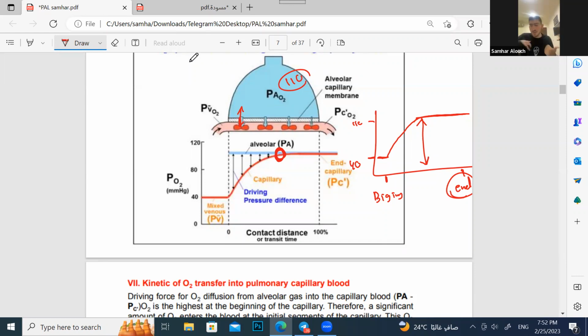Okay, now, another concept. I will jump between many concepts to relate it with another concept. Here we are plotting distance, beginning and the end. But let's say we are talking about time. How many seconds does the blood need to go from the beginning of the capillary till the end of the capillary, to finish this distance? It needs 0.75, three quarters. Okay, 0.75 seconds to go from the beginning till the end.